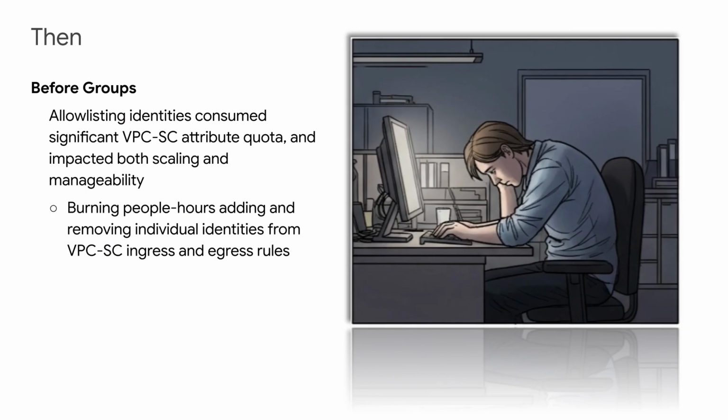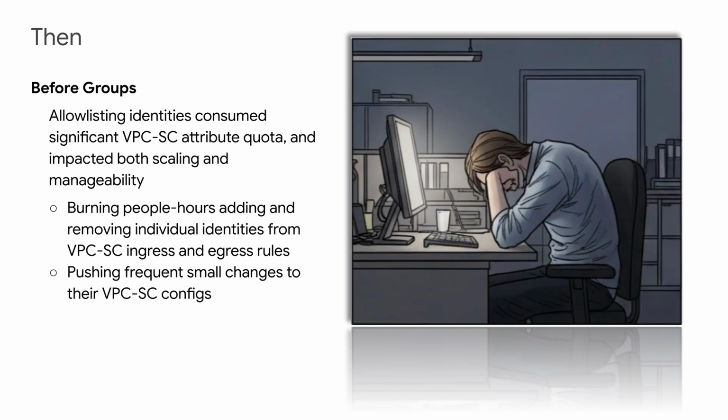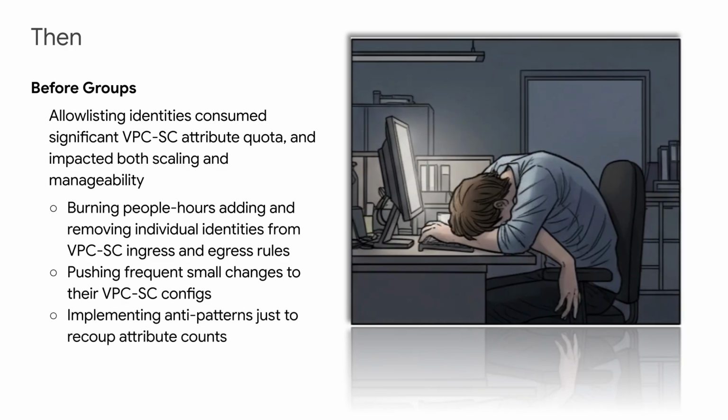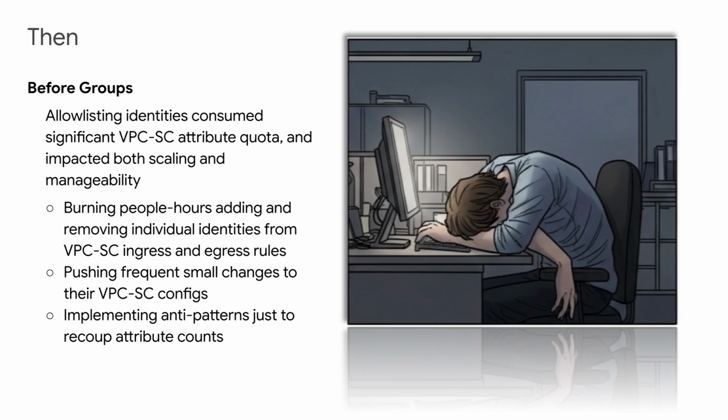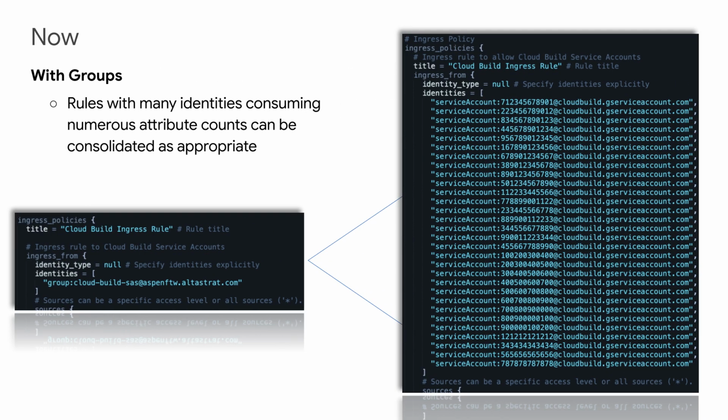Now let's discuss why you might want to use groups versus managing individual identities. Before group support, organizations were burning through attribute quotas, managing individual identities in their ingress and egress rules. That entailed pushing frequent small changes to their VPC-SE configs. And some organizations were even forced to implement anti-patterns, making their rule base less granular just to recoup some attribute counts. Now, rules with many identities can be consolidated down as much as makes sense.